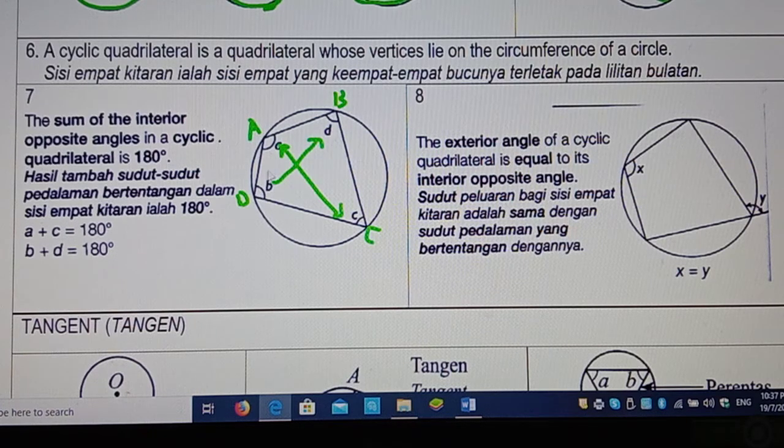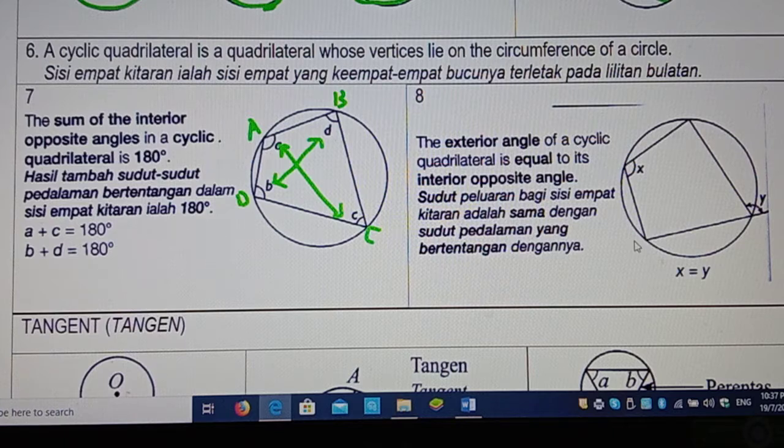Okay, B and D are opposite interior angles. So B plus D equals 180 degrees. Okay, next, number 8. The exterior angle of a cyclic quadrilateral is equal to its interior opposite angle.